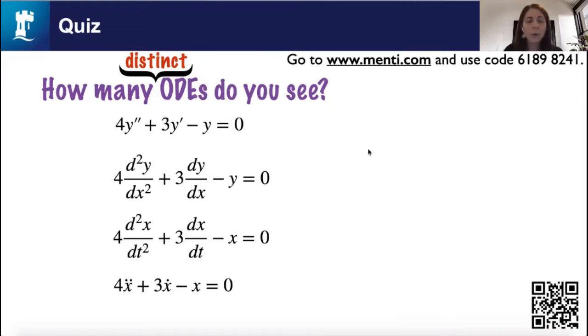Okay, I hope that you'll have the chance to vote and submit your answer to the quiz. Let's now have a look at the solution of this exercise.